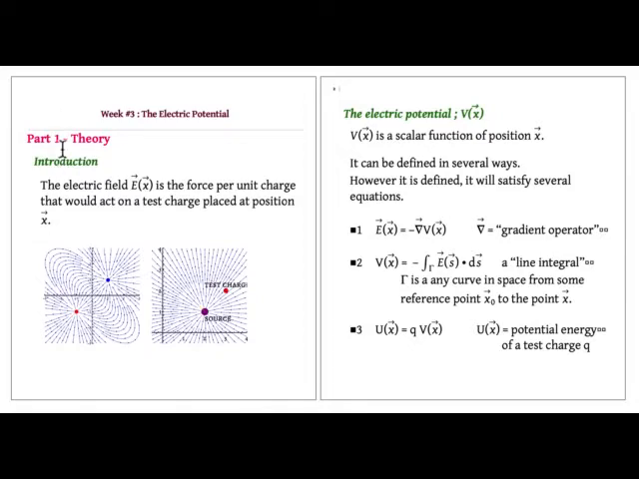So as an introduction to the electric potential, remember the electric field. That's defined as force per unit charge. The force per unit charge that would act on a test particle placed at some position x gives the electric field at that position x. So, for example, we might have a positive charge, this red charge, and a negative charge, this blue charge. And throughout a volume of space, there's an electric field. At every point x, there's a vector.